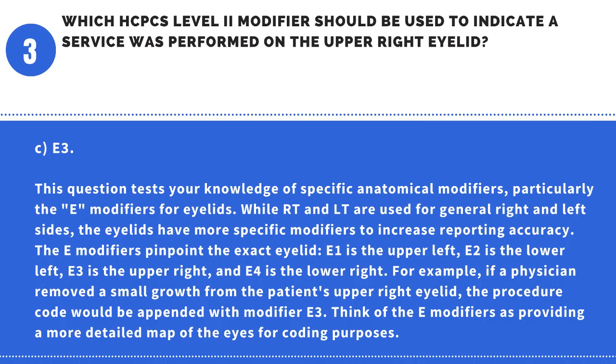E3. This question tests your knowledge of specific anatomical modifiers, particularly the E modifiers for eyelids. While RT and LT are used for general right and left sides, the eyelids have more specific modifiers to increase reporting accuracy. The E modifiers pinpoint the exact eyelid. E1 is the upper left, E2 is the lower left, E3 is the upper right, and E4 is the lower right. For example, if a physician removed a small growth from the patient's upper right eyelid, the procedure code would be appended with modifier E3. Think of the E modifiers as providing a more detailed map of the eyes for coding purposes.